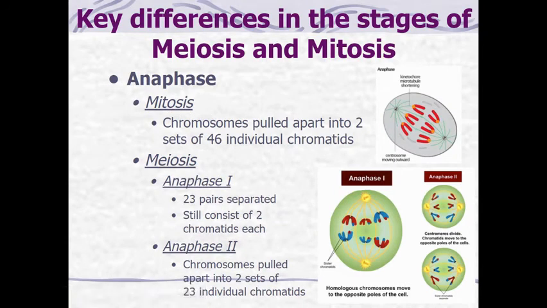The next major difference is in anaphase. In anaphase of mitosis, the chromosomes are pulled apart into two sets of 46 individual chromatids. In meiosis, anaphase 1 will separate the 23 pairs, but each chromosome still consists of two chromatids. And in anaphase 2, the chromosomes are pulled apart into two sets of 23 individual chromatids.